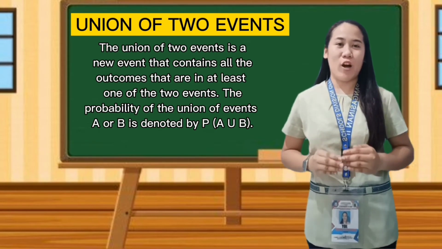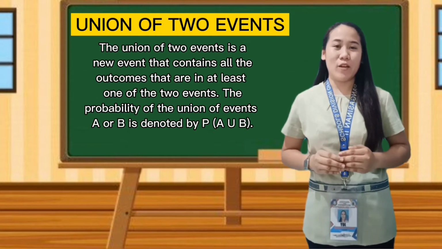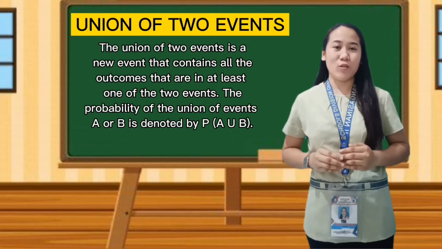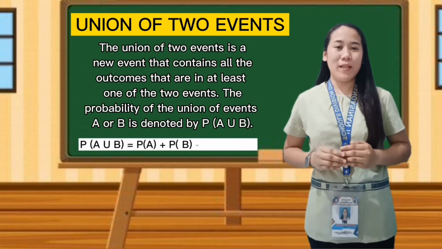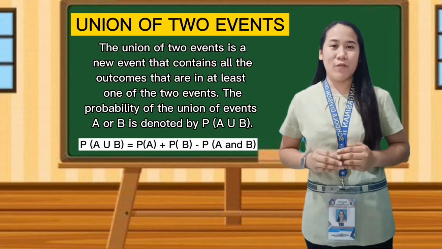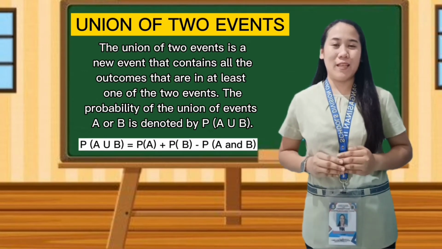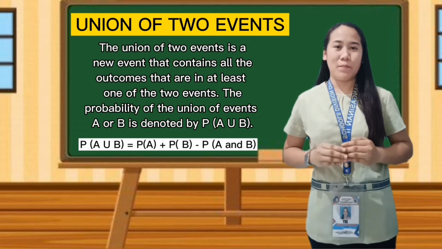So the probability of union of A and B can be denoted by the probability of A union B. So the formula is probability of A union B is equal to the probability of A plus the probability of B minus the probability of A intersection B.